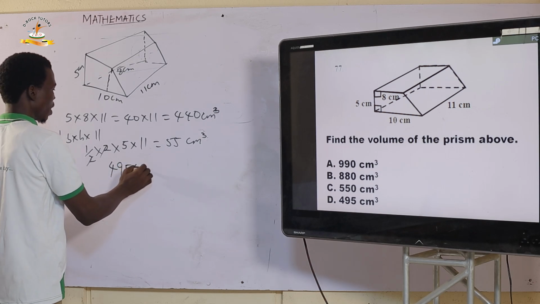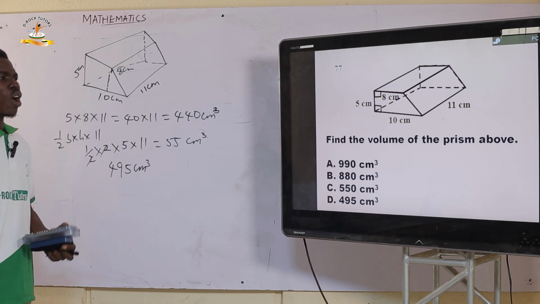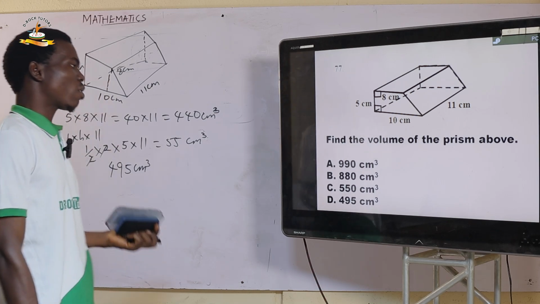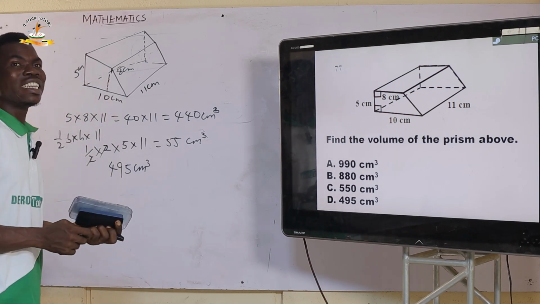495 centimeter cube as the volume of the prism, and the correct option here is option D.